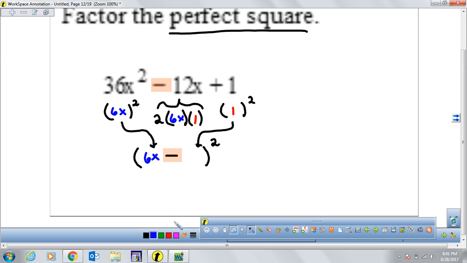So that would be a 6x minus a 1 squared, meaning that you get the same factor 2 times: 6x minus 1 times 6x minus 1. Those are the factors for that trinomial.